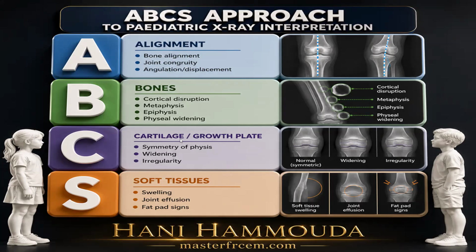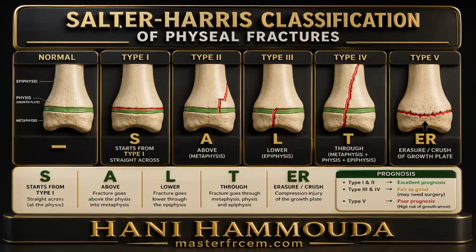Once you talk about the ABCS approach, you will jump to the Salter-Harris classification. So normal, you should find the metaphysis, then the physis, growth plate, then the epiphysis. No disruption means normal.